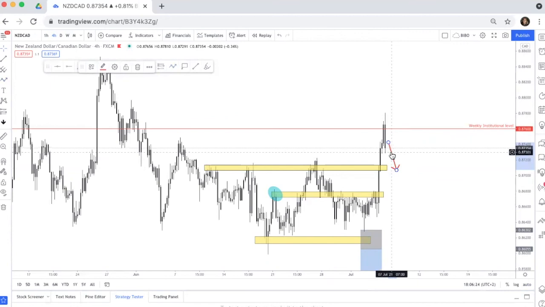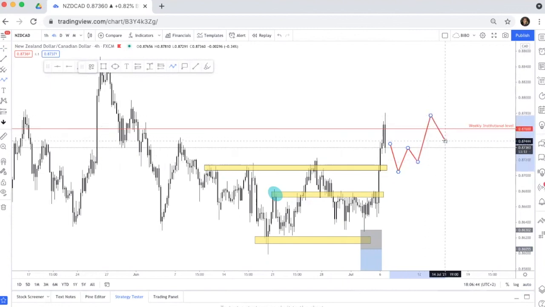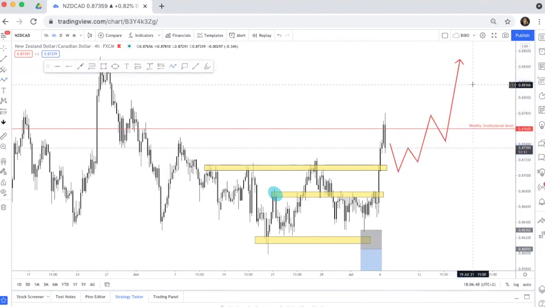Sorry, let me try that again. If price can come into here, give us a nice candlestick confirmation like a bullish pin bar or bullish engulfing candle, bouncing off this yellow box over here, and then changing market structure, making higher highs, higher lows, higher high, higher low, and then riding it all the way to the top. So that'll be my analysis on NZD CAD for now.